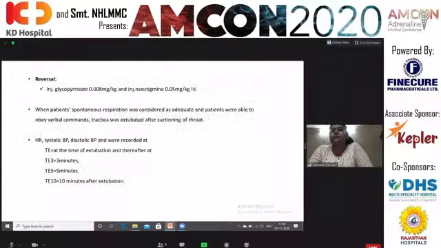Reversal was done with injection glycopyrrolate 0.008 mg per kg IV and injection neostigmine 0.05 mg per kg IV. When the patient's spontaneous respiration was considered adequate and the patient was able to obey verbal commands, the trachea was extubated after suctioning of the throat. Heart rate, systolic BP, diastolic BP were recorded at the time of extubation, 3 minutes after extubation, 5 minutes after extubation, and 10 minutes after extubation.